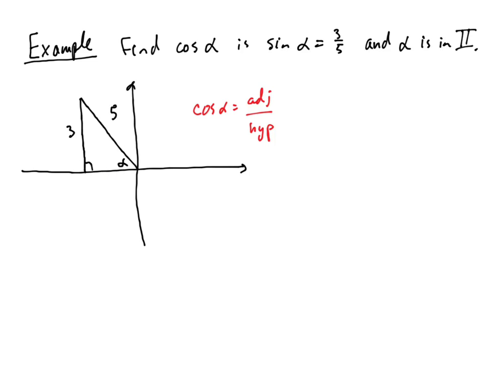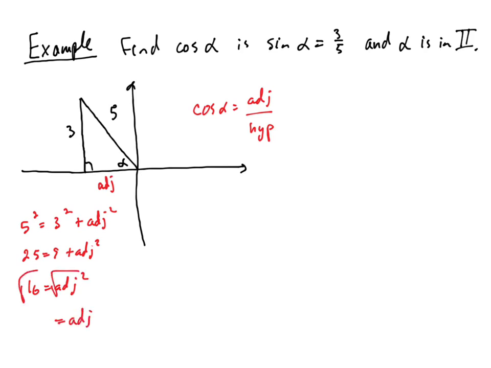I'll just label it adjacent. We're going to say 5 squared is equal to 3 squared plus the adjacent side squared. Solving for the adjacent, I get 25 is equal to 9 plus ADJ squared. 16 is equal to ADJ squared. Square root both sides, so we get the adjacent side is equal to positive or negative 4.